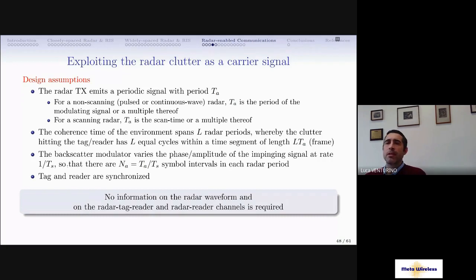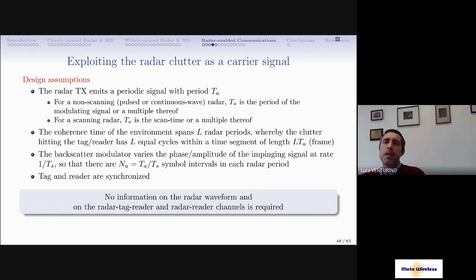During a frame, the backscatter modulator, which can be, as I said, an RIS, can change the properties of the incoming signals generated by the environment. For example, we can change the phase and or the amplitude of such signals. We assume that during each radar period, we send a given number of data symbols. We denote the number of data symbols by NA. So within one radar period, we want to send NA data symbols.